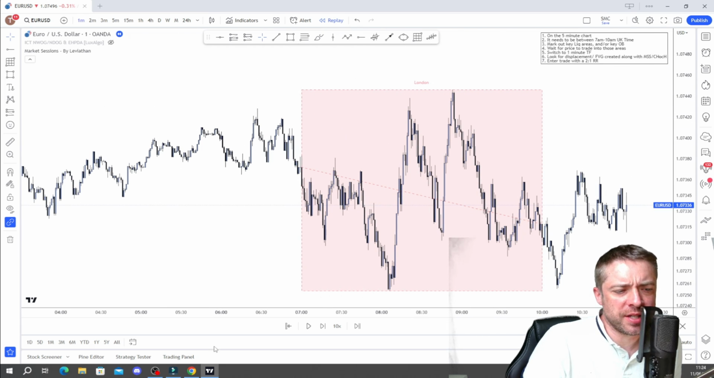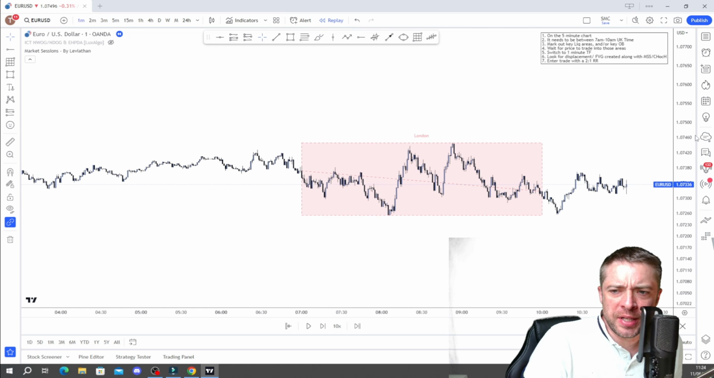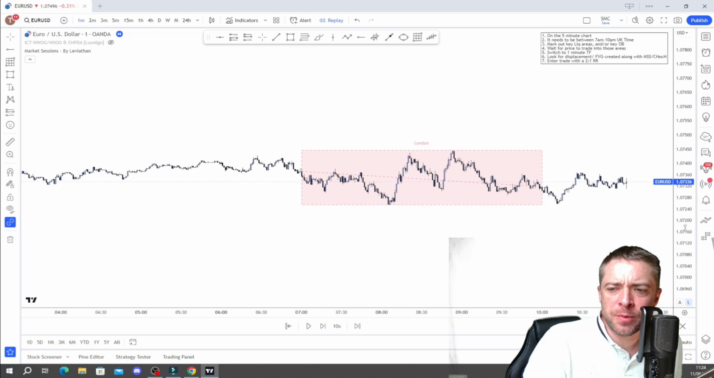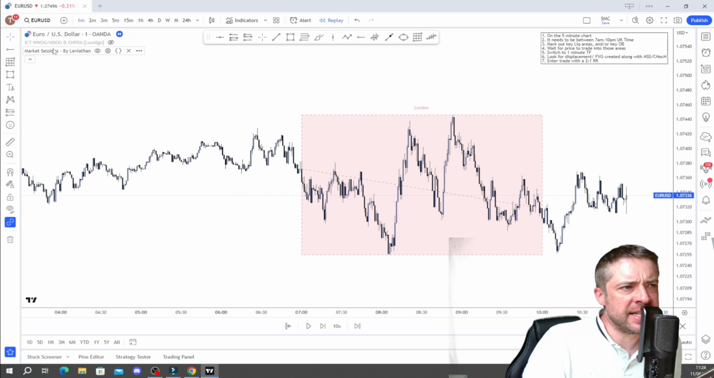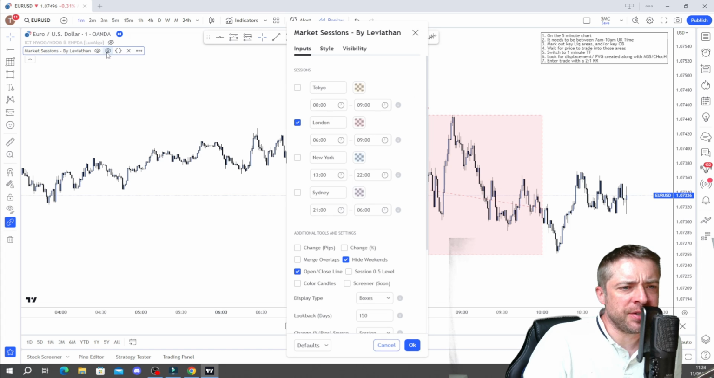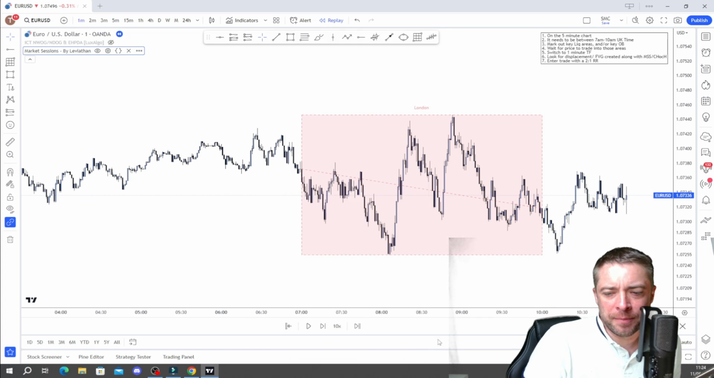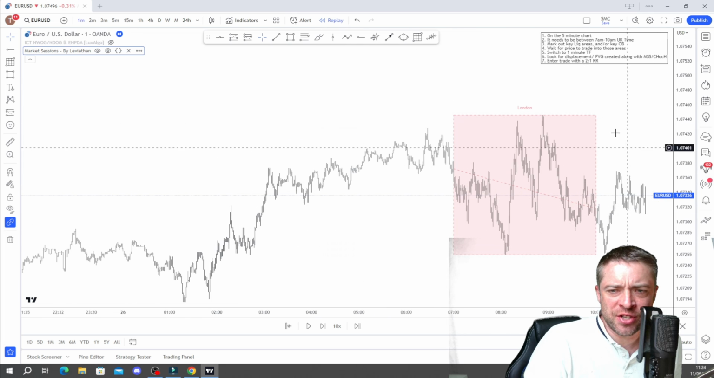Right, we are on the chart here. What I'm going to do is scrunch this. By the way, it's worth saying that this is Market Sessions by Leviathan, I think. This is the indicator that I use. I set it for London 6 till 9, and that gets you 7 till 10 UK time, UTC+1, and it will mark out on your chart where these zones are that I trade.